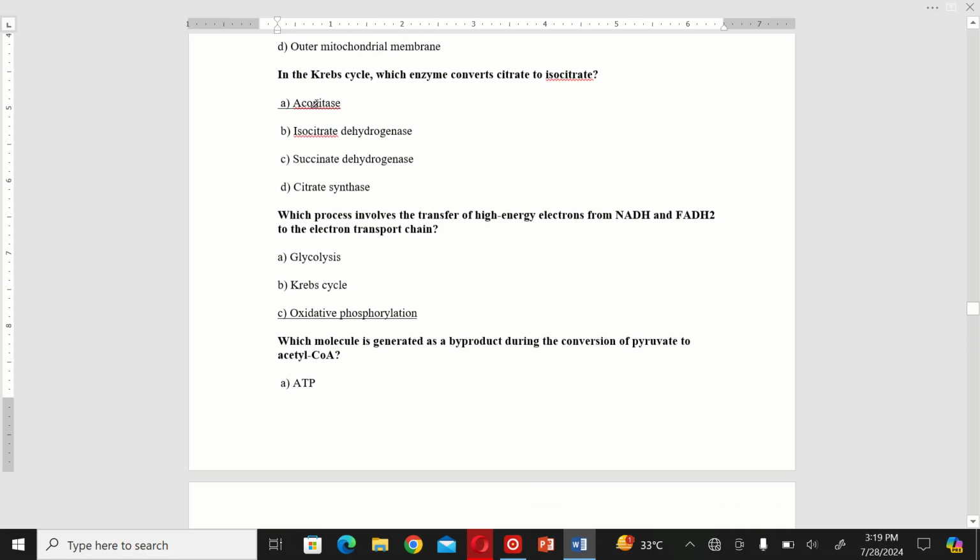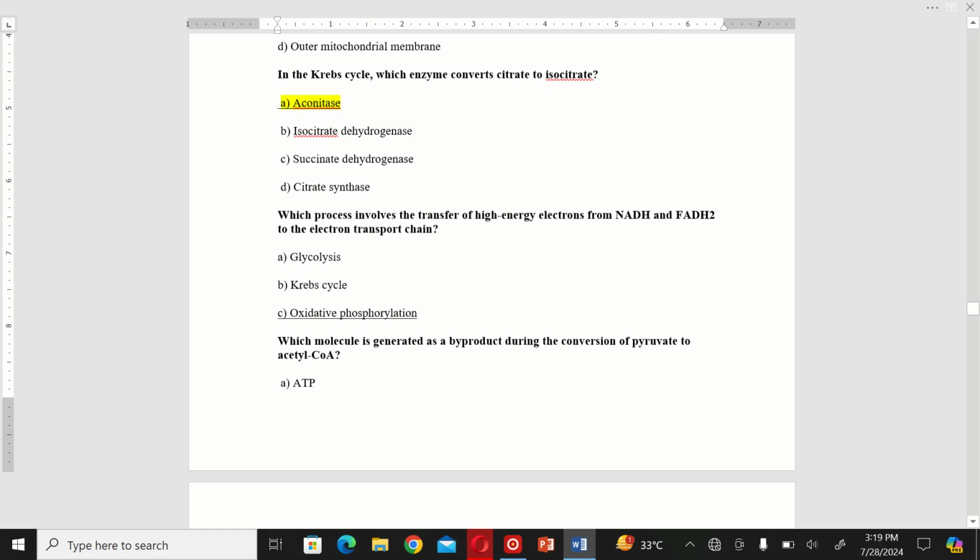The next MCQ: in the Krebs cycle, which enzyme converts citrate to isocitrate? A. Aconitase, B. Isocitrate dehydrogenase, C. Citrate dehydrogenase, and D. Citrate synthase. So the correct option is A.